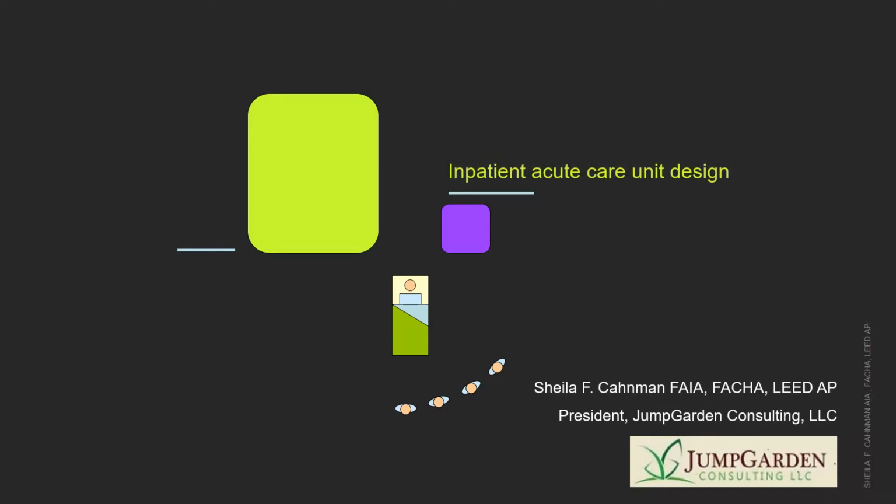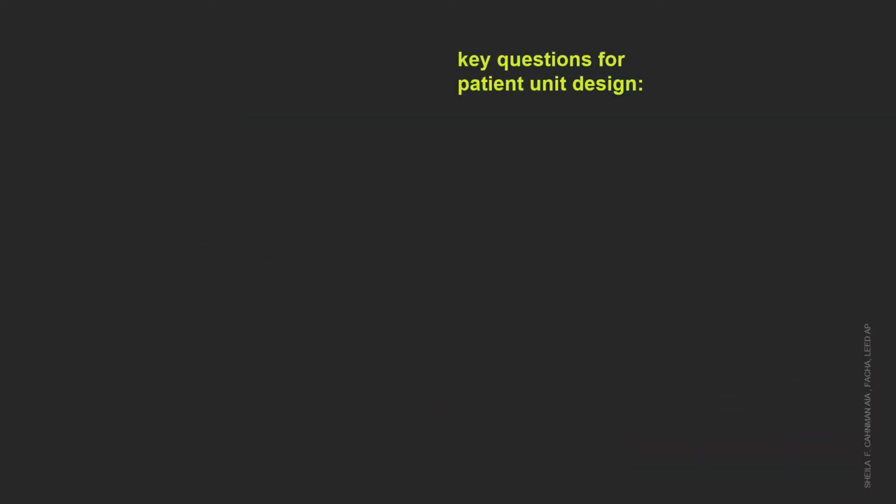I am president of JumpGarden Consulting, and today's talk will be about inpatient acute care unit design. When we are looking to start designing a new patient unit, there are several key questions we need to address. First, we need to look at the level of care that will be provided on the unit, which includes the acuity level, whether there's any type of specialization, such as a cardiology unit or orthopedic unit, and what the staffing ratios are assumed to be.